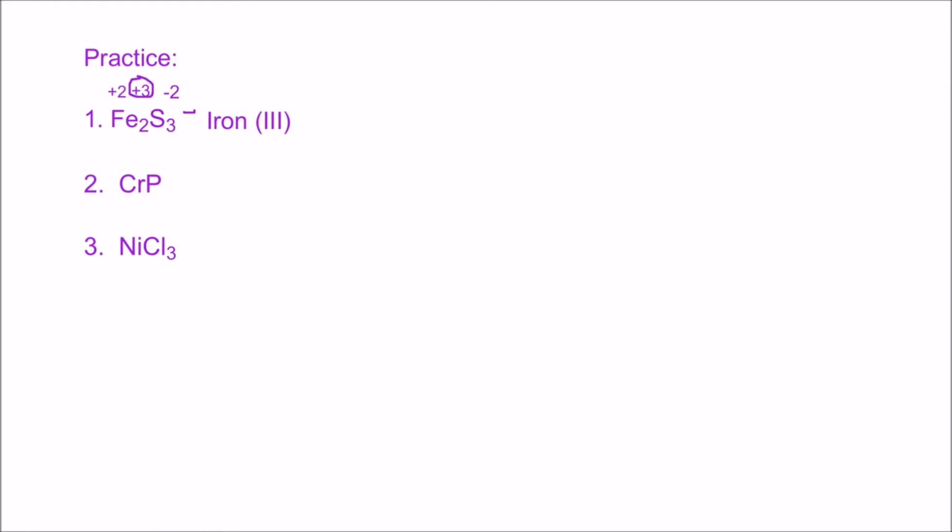Okay, then the next part of the rule is to say the stem of the second element. Okay, so the stem for sulfur, when it's in a salt, is going to be sulf. And then, as with all binary compounds, we end with IDE. Okay, so we have iron 3 sulfide as the name of this molecule, and this is the systematic name.